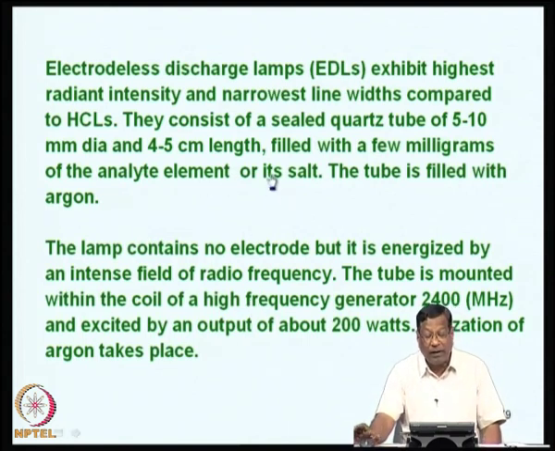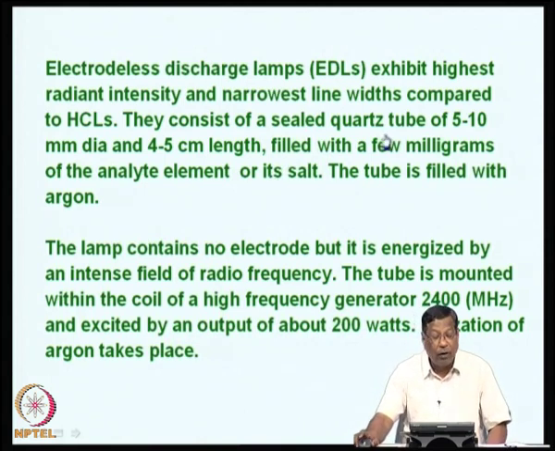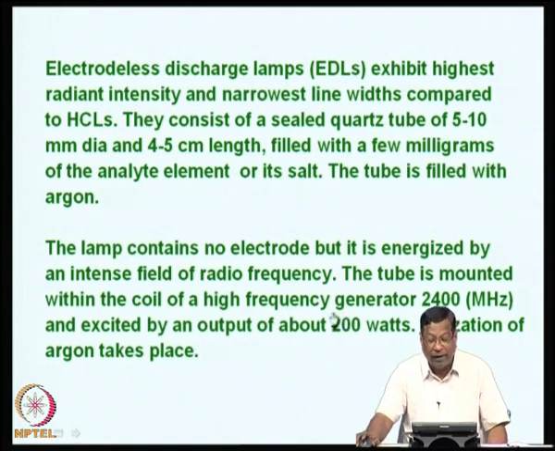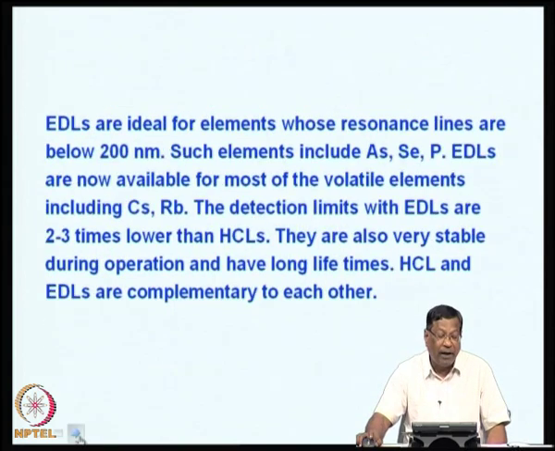They consist of basically a sealed quartz tube of 5 to 10 mm diameter and 4 to 5 centimeter length, and they are filled with a few milligrams of the analyte element or its salt. The tube is filled with argon. The lamp contains no electrode, but it is energized by an intense field of radio frequency. The tube is mounted within the coil of a high frequency generator of about 2400 megahertz and excited by an output of 200 watts. Ionization of argon takes place and sets up the radiation.